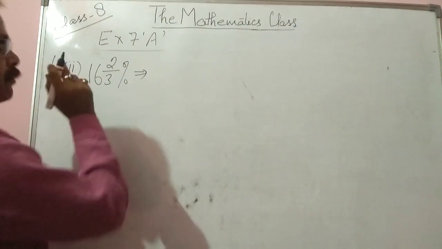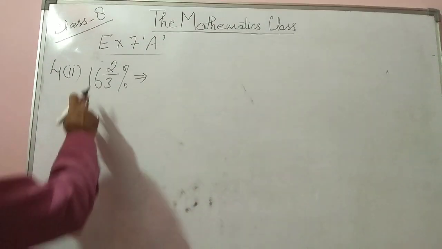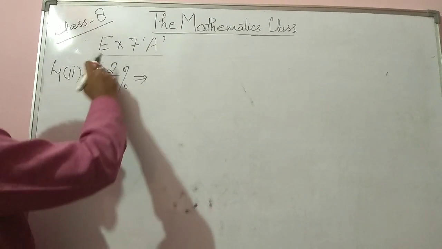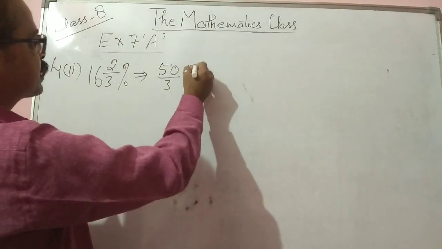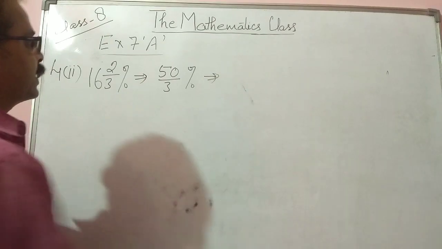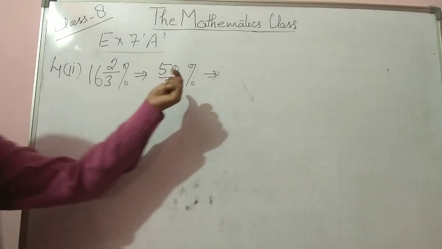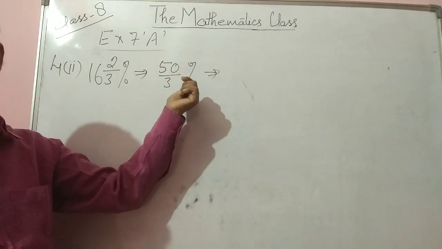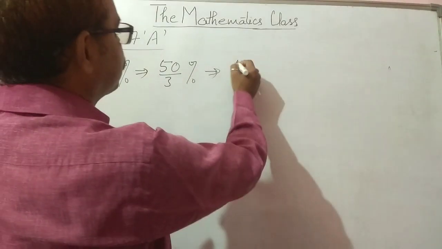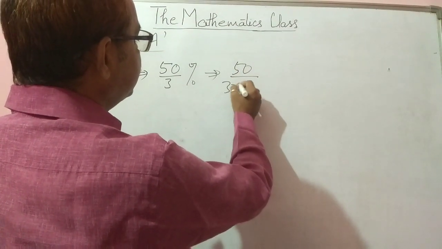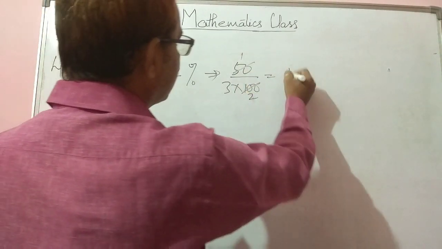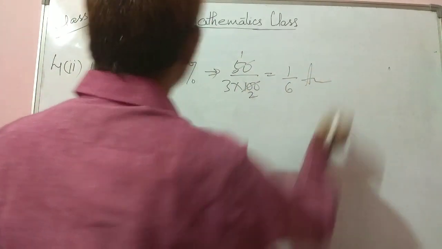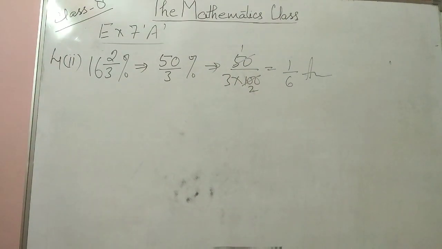So you know what we do. First of all, this will be converted into a proper fraction. 16 3s are 48 and 2 is 50. So it is 50 upon 3%. Now when we convert it into a fraction, this percentage sign is dropped. So 50 upon 3 into 100. 50 1s are 50, 2s are 1 upon 6 is the final value.